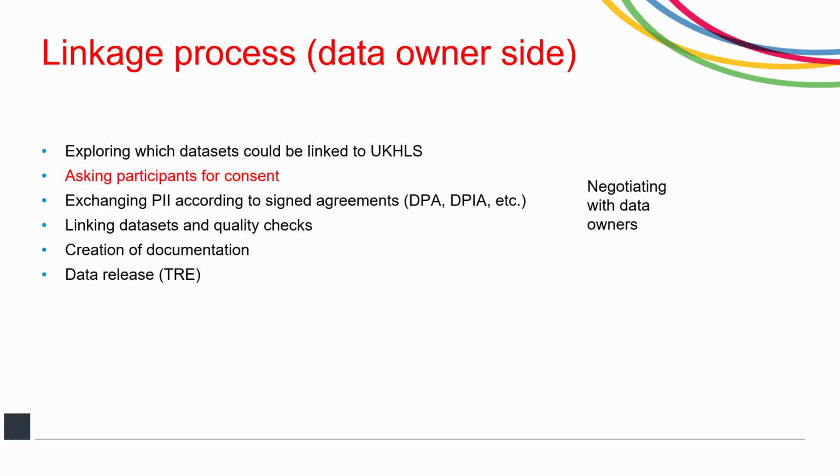So how does that linkage process work from the data owner side? We explore which data set can be linked to our study. What is really important, and a legal obligation as well, is to ask participants for their consent. When that is done, we exchange PII according to side agreements. We link data and we conduct quality checks, create documentation, and ultimately release data in a trusted research environment.